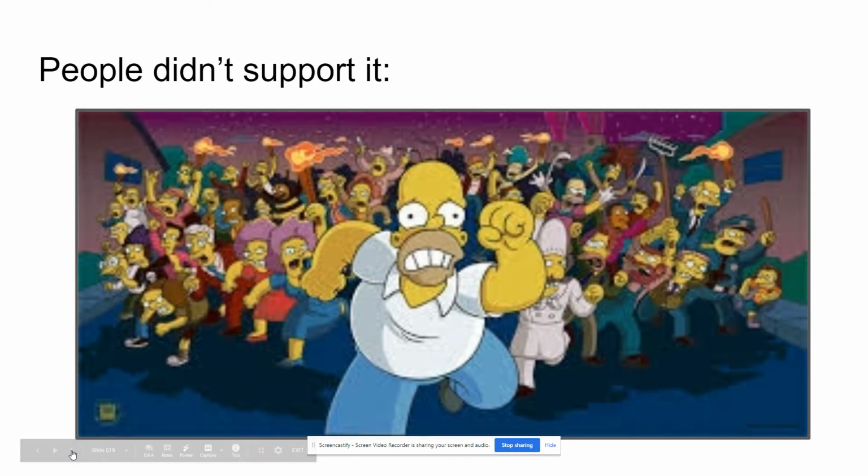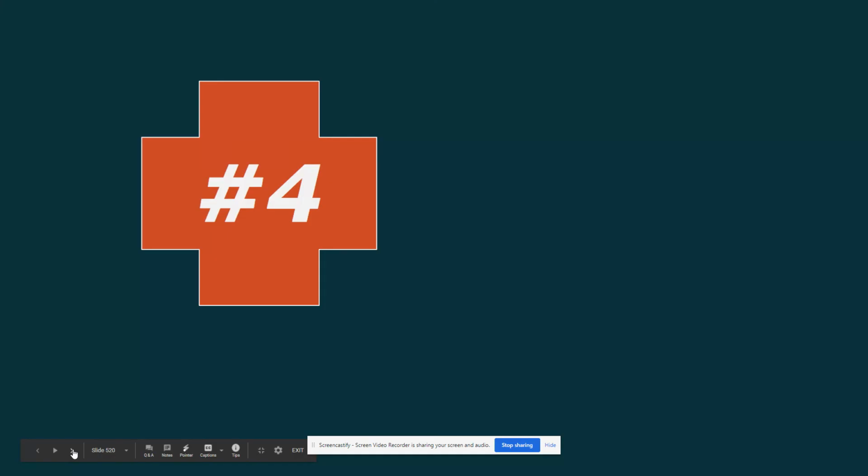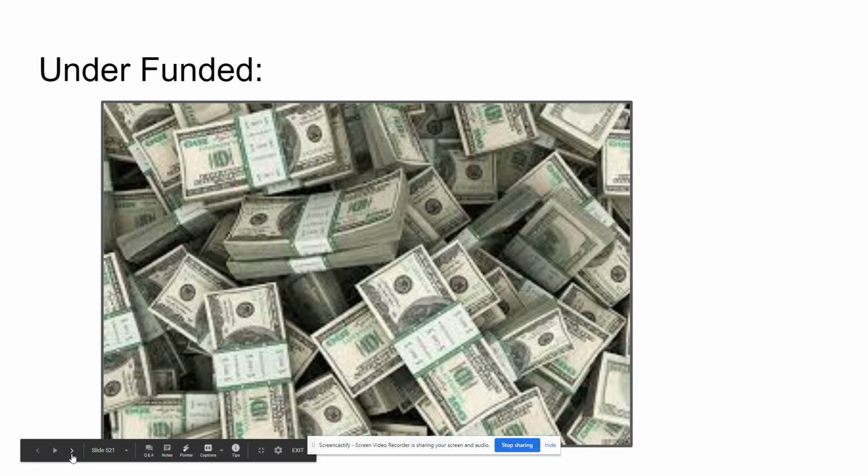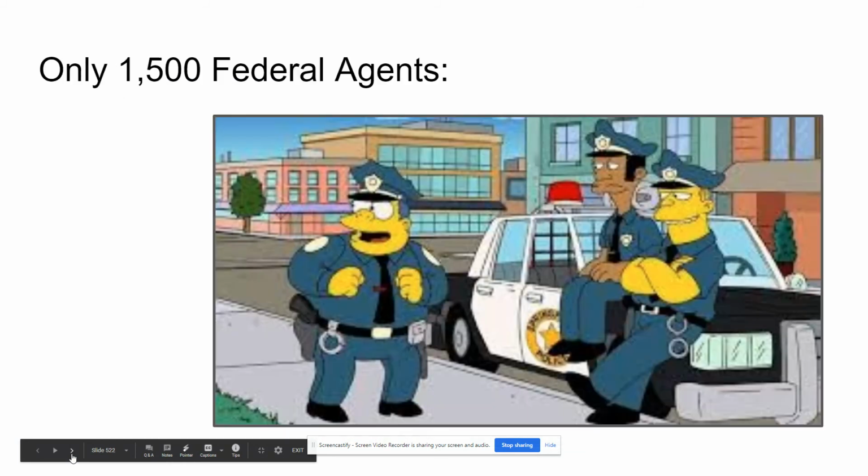The people did not love it. You can't go against your own people. It just never works out. Kind of a lesson. Number four, why did prohibition fail? Well, it was underfunded. The government never put its heart into it.